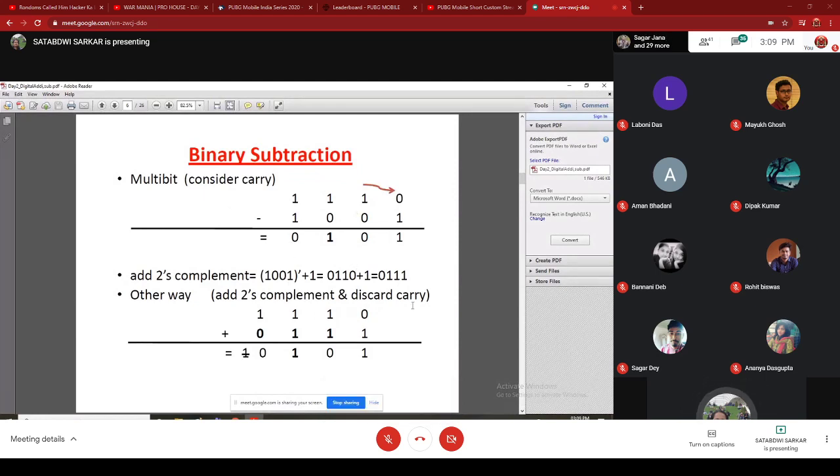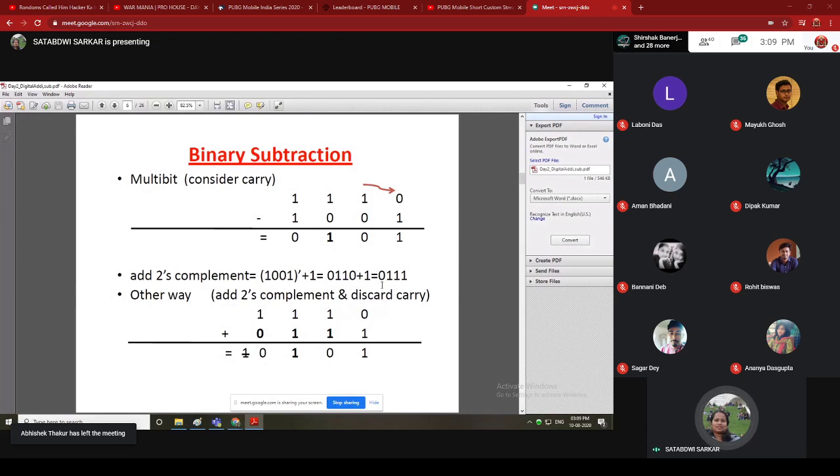See the binary subtraction, multi-bit carry. And here again it is using the 2's complement. The result is the same, but here plus and minus are there.